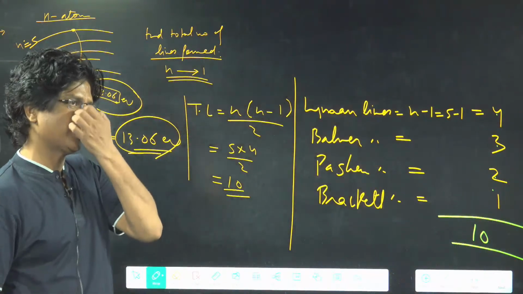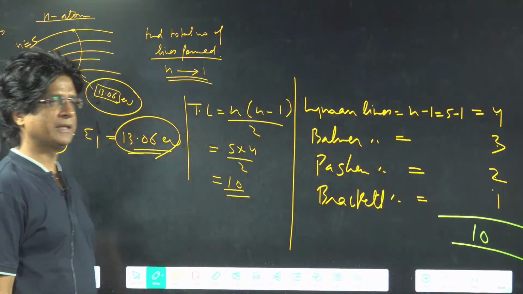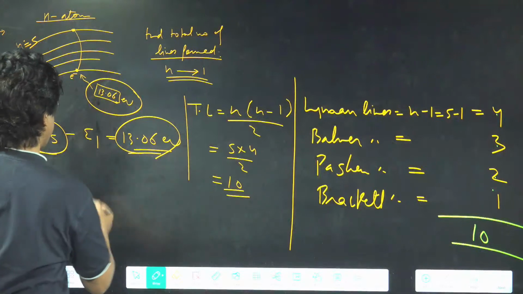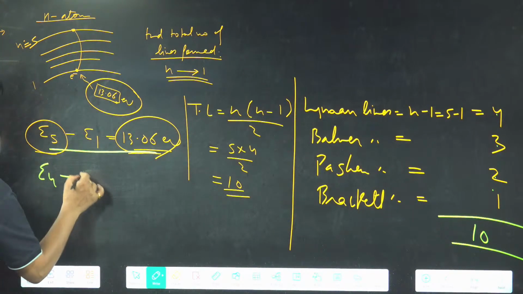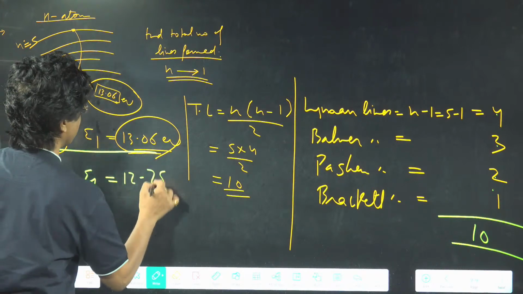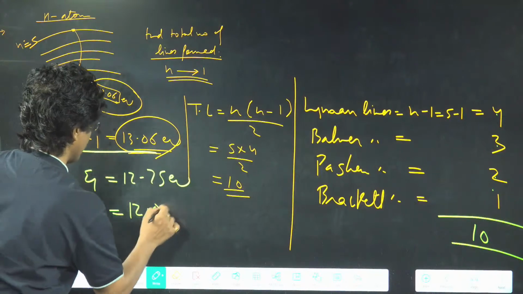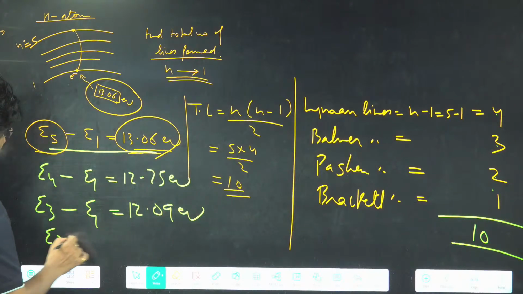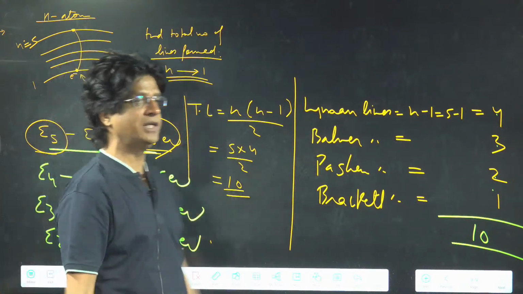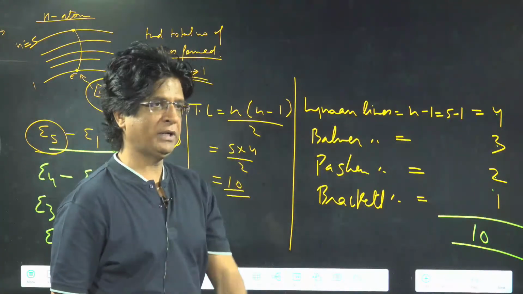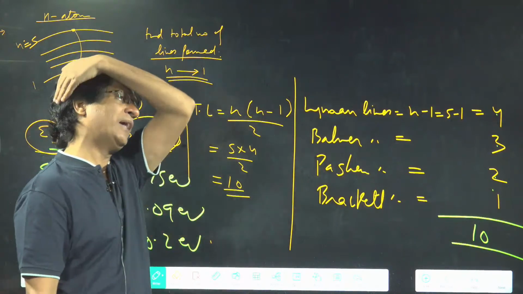They can ask you anything. Okay? Is that clear? Just learn these values. I gave you these values. E5 minus E1 is 13.06. E4 minus E1 is 12.75 electron volt. E3 minus E1 is 12.09 electron volt. And E2 minus E1 is 10.2 electron volt. Please learn these values. Come whatever, keep learning. Once you learn these values, you become the champions of atomic structure.